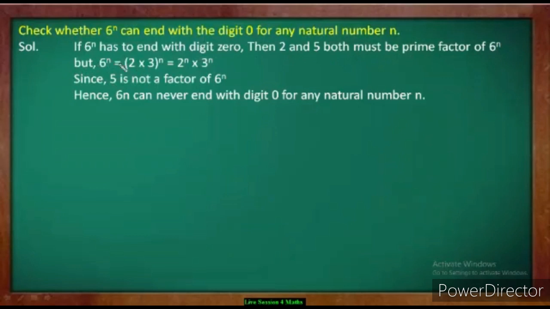So now let us find, using the law of exponents, we can express it in this form: 2 into 3 raised to the power n, that is 2 raised to the power n, 3 raised to the power n. Here you can see 2 is a prime factor, but 5 is not a prime factor. 5 is not a factor here, so this cannot end with 0.